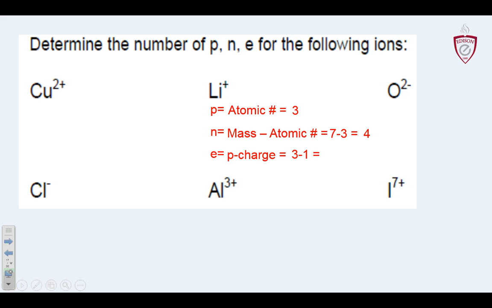If there's no number written, it's got to be one. So, of course, 3 minus 1 is 2 electrons. So I need 2 electrons, so I have 1 less electron than protons to give me that positive charge.